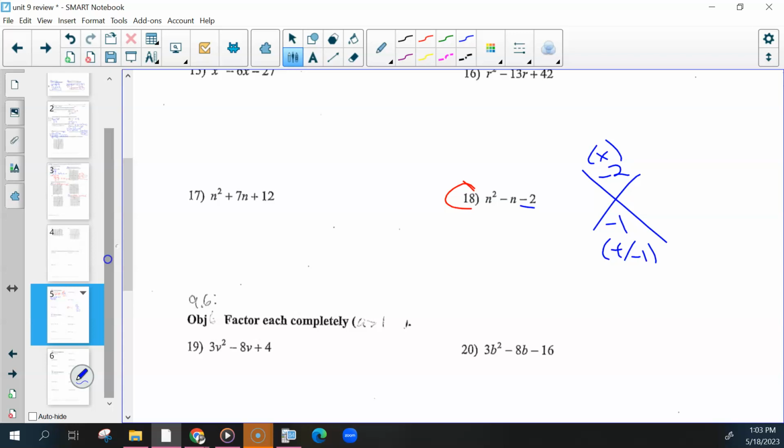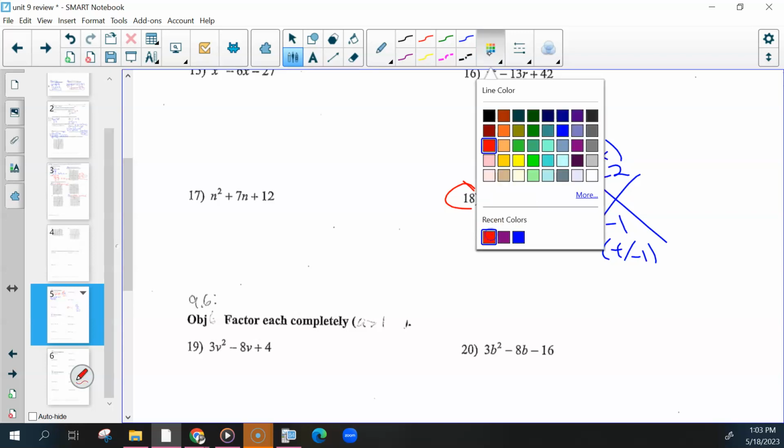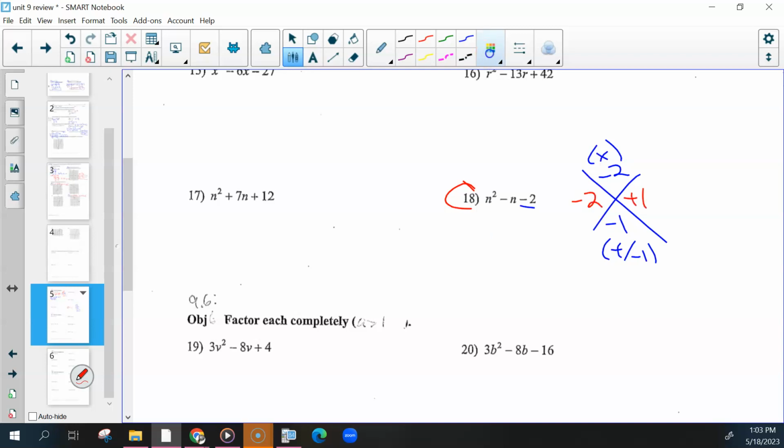-2, +1. So then your 2 factors would have n first in both. Put in your 2 numbers, -2 plus 1. Do we have any general questions about that section before we move on? Questions?